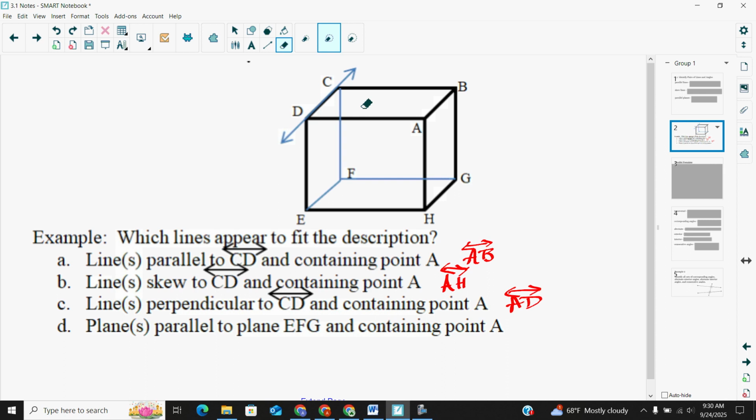There's a couple more skew lines down here also. EH is skew. Notice it doesn't pass through, but does not lie in the same plane. FG also is skew. None of those contain point A though.